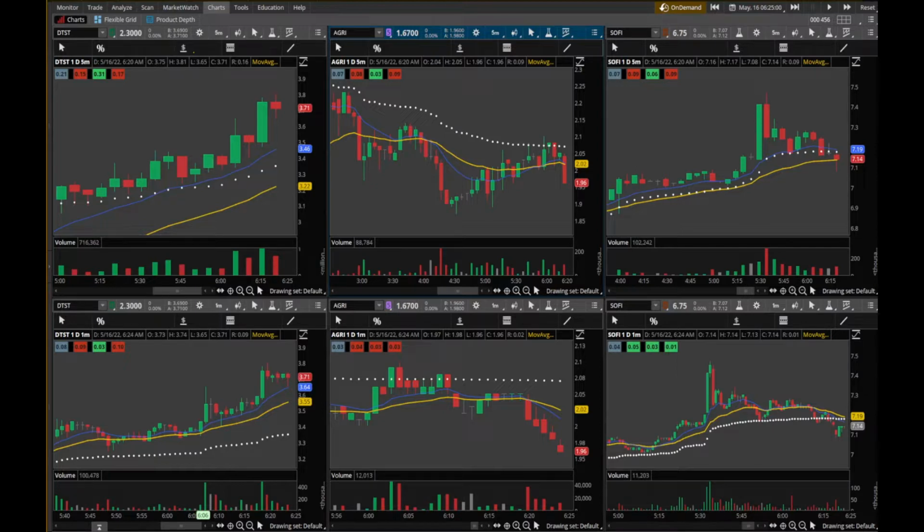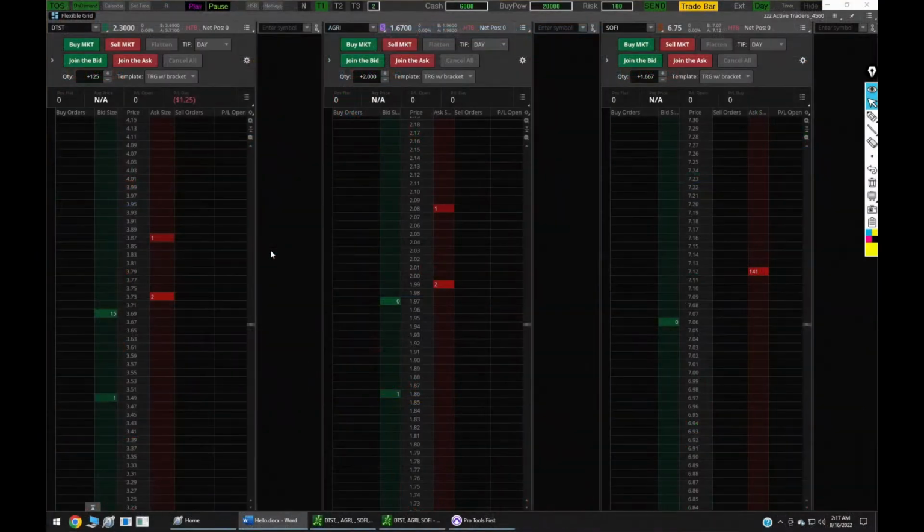And before we do, I have found a better screen recorder. And now we can take a look at the bottom screen.